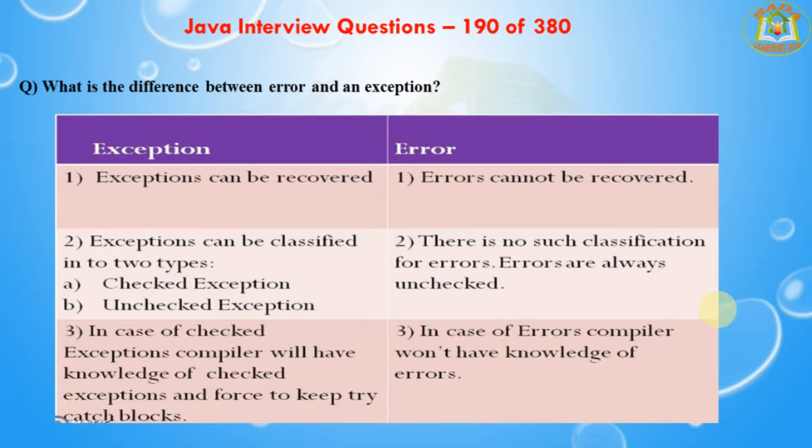Errors are always unchecked. In the case of checked exceptions, the compiler will have knowledge of checked exceptions and force you to keep try catch blocks. In the case of errors, the compiler won't have knowledge of errors.